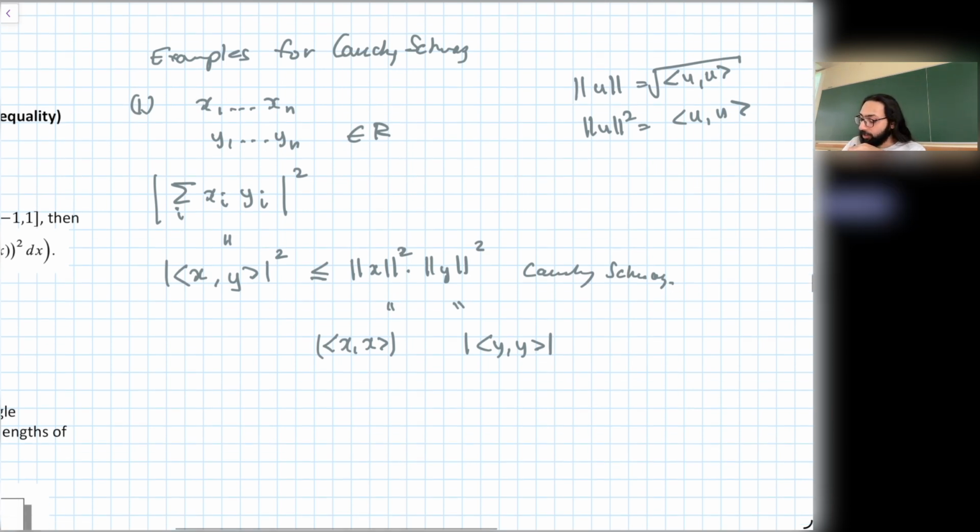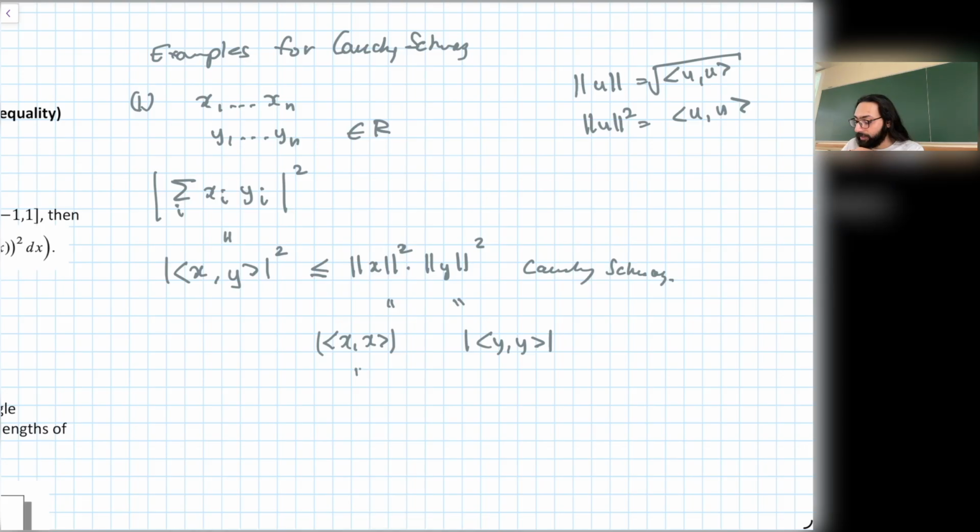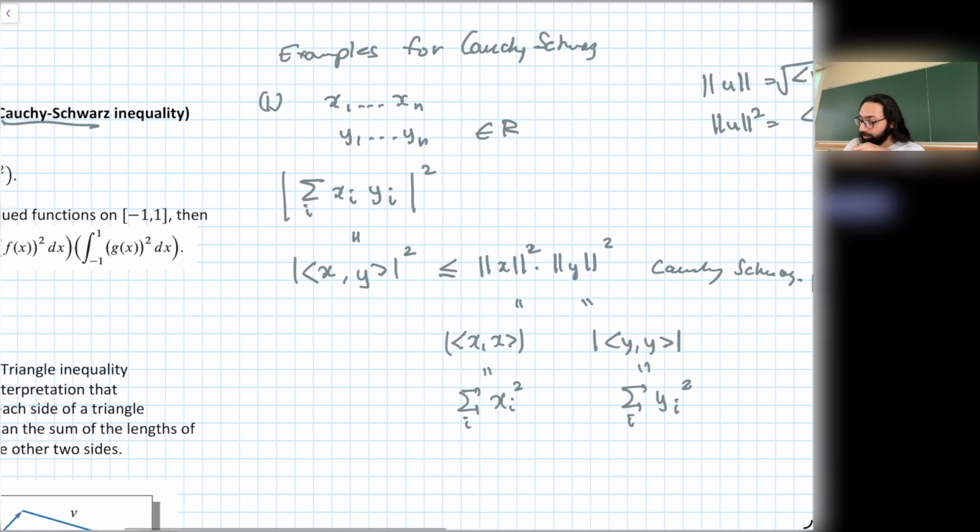This is fine. And how do you write, what is the inner product of x with itself? The inner product of x with itself in the Euclidean norm is the sum over i of x_i squared, right? Similarly for this one, sum over i. Is that acceptable? Right? Okay.